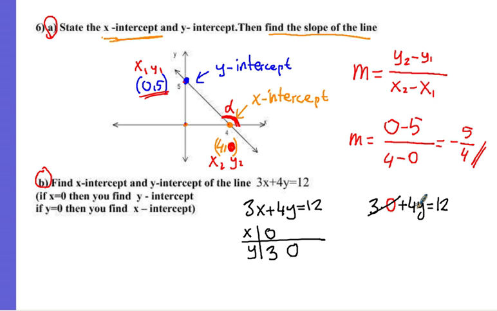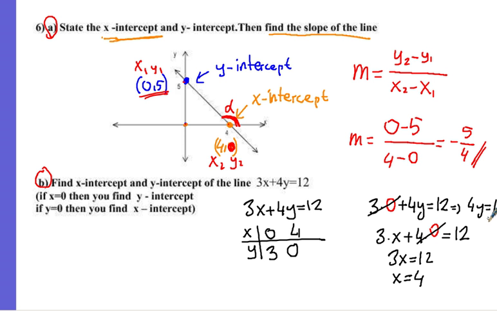If y is equal to 0, so I have 3 times x plus 4 times 0 is equal to 12. 4 times 0 is 0. So from here 3x is equal to 12 and x is equal to 4. So if x is 0, y is 3. If x is 4, y is 0.